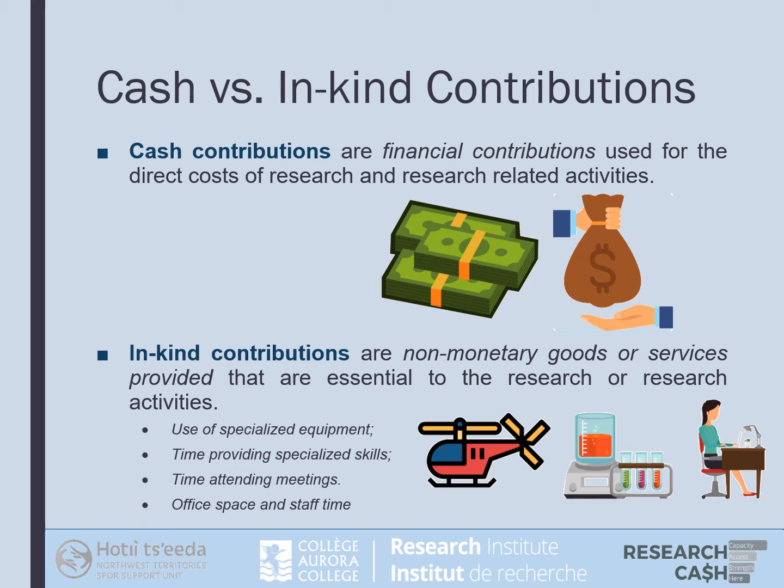In-kind contributions are assigned a financial value, and that's the cash equivalent, which if it wasn't donated, that's what you'd have to pay with research funds for the goods or service. And then you include that in the project budget. In-kind contributions can include the use of specialized equipment, time spent providing specialized skills, time attending meetings, office space, and staff time. Both cash and in-kind contributions need to be accounted for and included in your research budget.